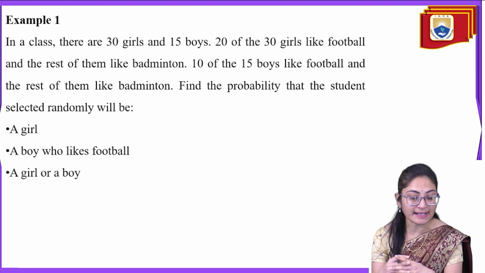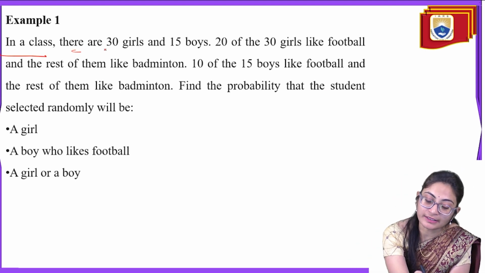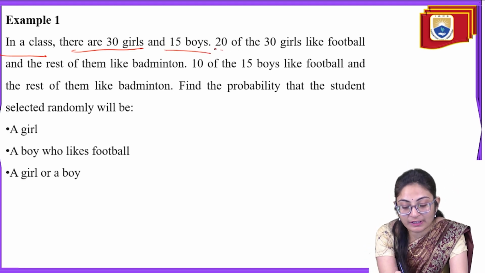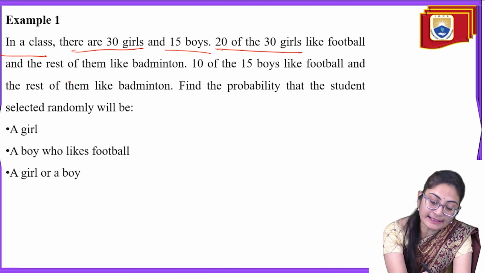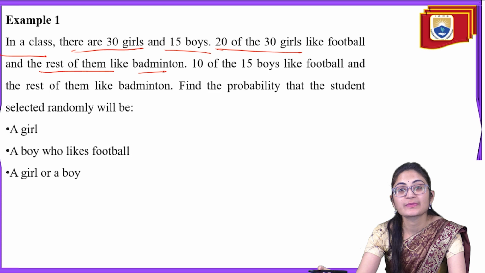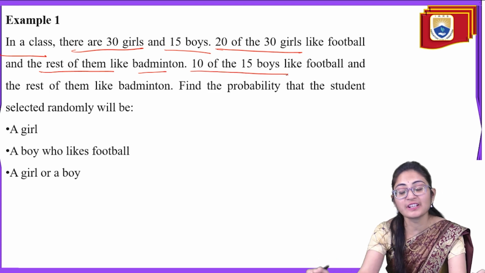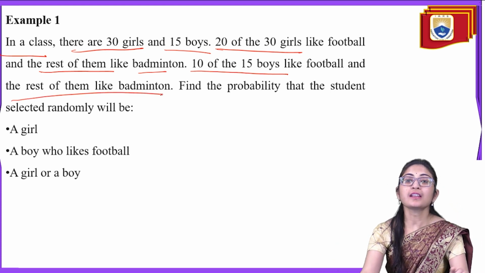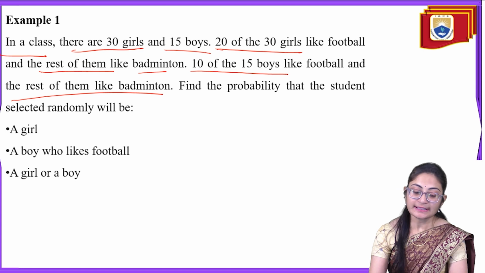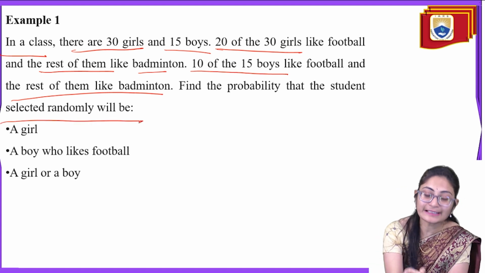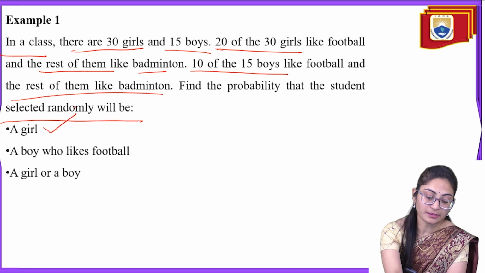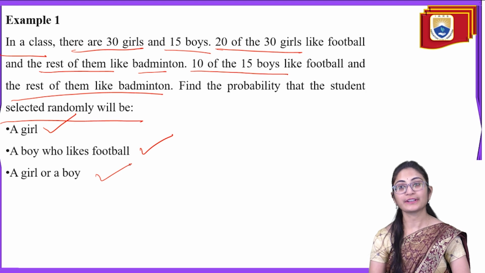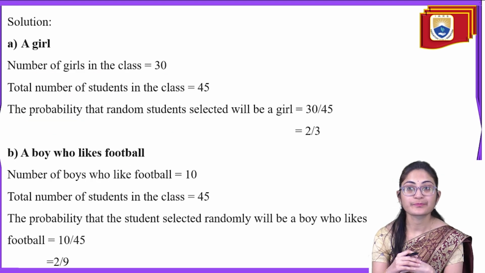The first example: in a class, there are 30 girls and 15 boys. 15 out of 30 girls like football and the rest of them like badminton. 10 of the 15 boys like football and the rest of them like badminton. Now, find the probability that a student selected randomly will be a girl, a boy who likes football, and a girl or a boy.